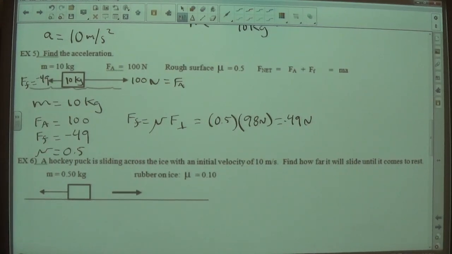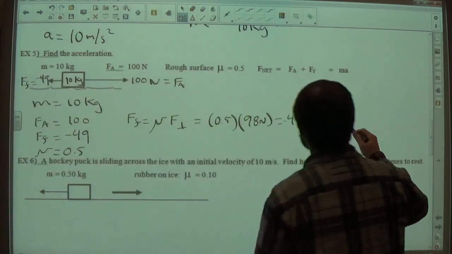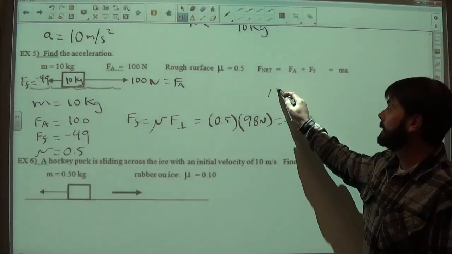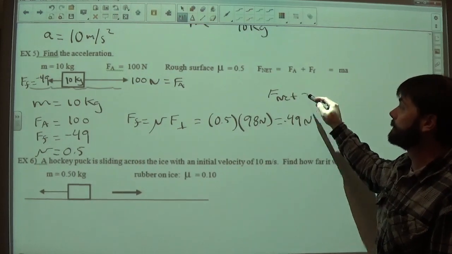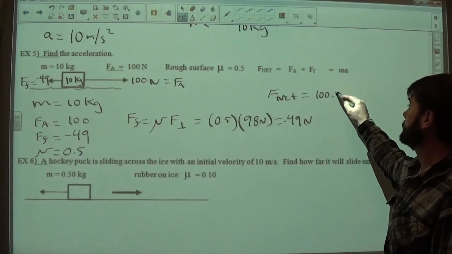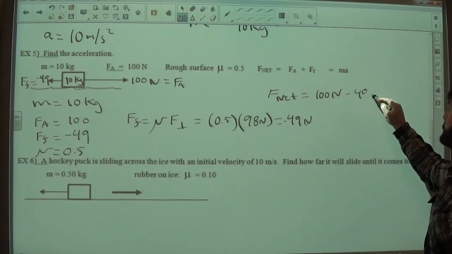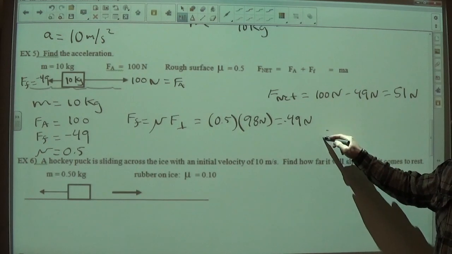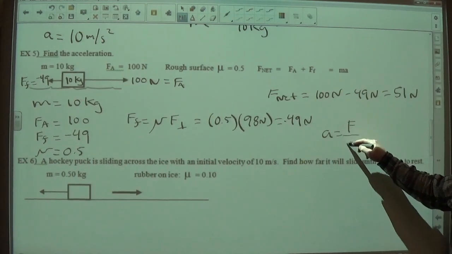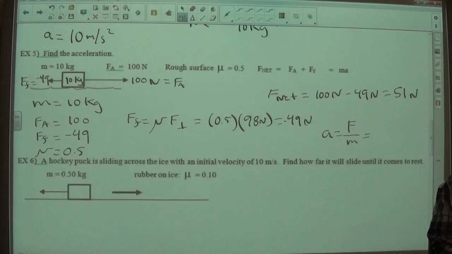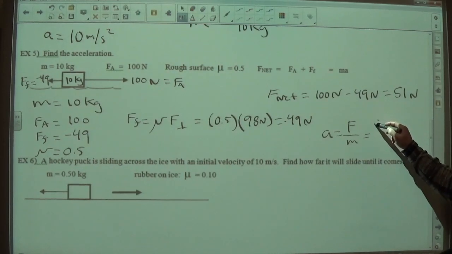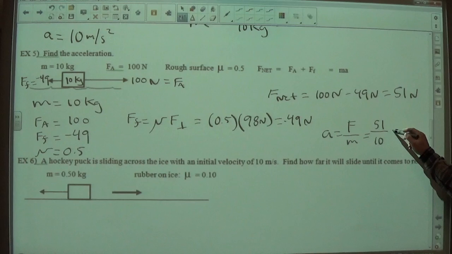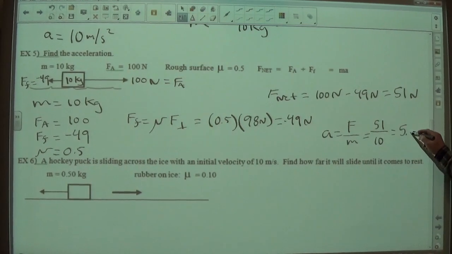So now we want to find the acceleration. Our net force is the difference between these two. I have 100 newtons going to the right and 49 newtons going to the left. So my net force is going to be 51 newtons, and that's important because when we go to find the acceleration, we want to take the total force and divide it by the total mass. So that's 51 divided by 10. So we're going to have an acceleration equal to 5.1 meters per second squared.